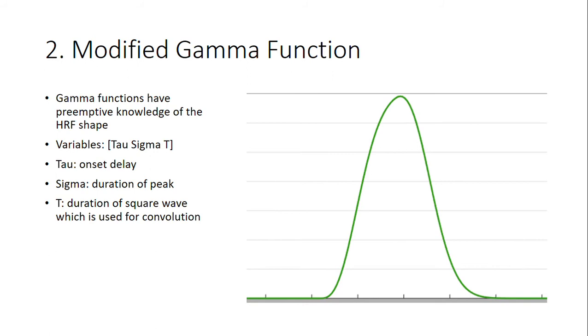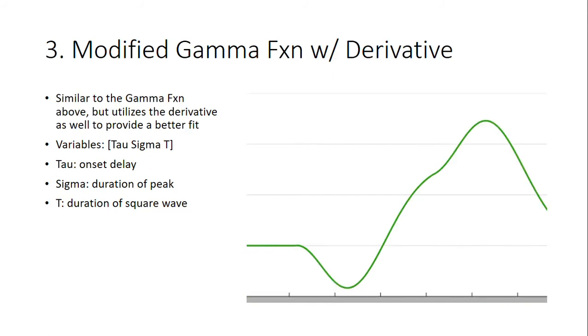So you use these parameters to figure out what the shape should look like, and then that's applied to the data. Next is going to be a gamma function with the derivative. So you use essentially the exact same variables: tau, sigma, and t. Again, tau is the onset delay, sigma is the duration of the peak, and t is the duration of the square wave. But this will also include the actual derivative, or the rapid change of the function as it goes through. As you can see, you get a little bit more variety in the shape.